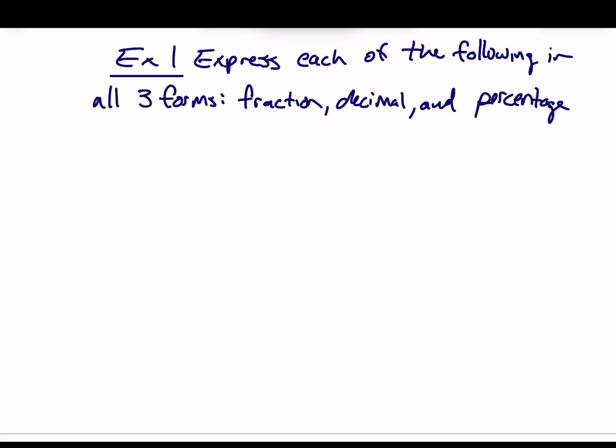Example 1, we want to express each of the following in all three forms: fraction, decimal, and percentage. So we'll be given one of the three and we'll want to convert to the other two. Part A, we have 3/5. So this is given to us in a fraction form. So we want to convert that to decimal and percentage.